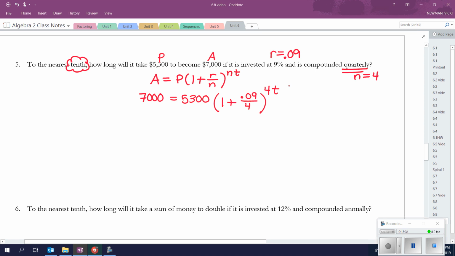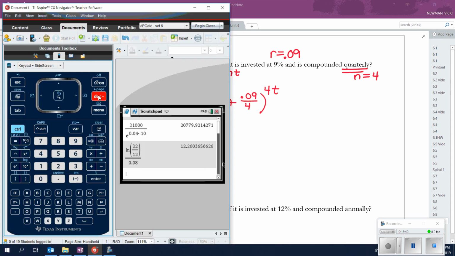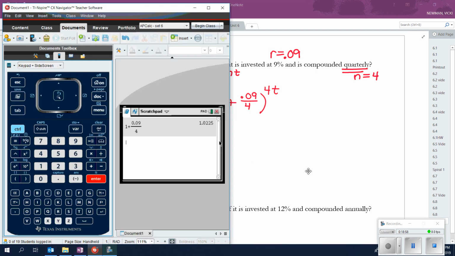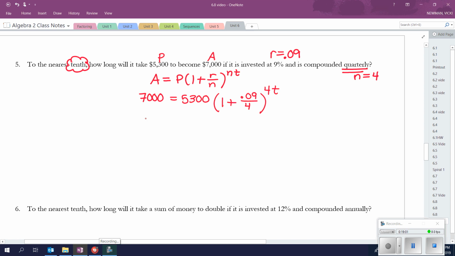Cool? Let's see if 1 plus 0.09 over 4, we can simplify that and make it look good. 1 plus 0.09 divided by 4. Okay, it does terminate. Let me just make sure my settings are right. Yeah, I think I'm good. So let's rewrite that number. Sometimes it won't be a nice number, so 1.0225. So we have 7,000 equals 5,300 times 1.0225 to the 4t. That's going to be easier to handle in a minute.